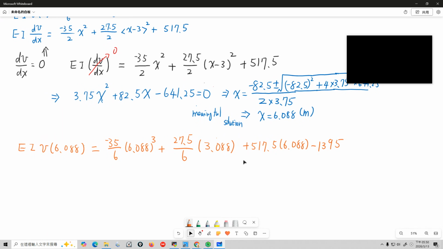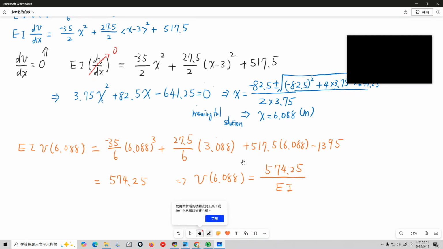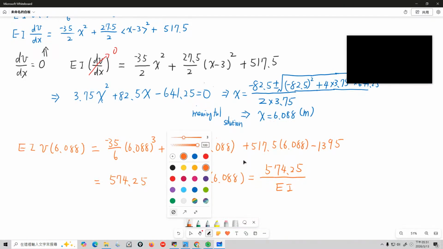So after all, what's the final answer? Using your calculator, my answer here is, I think, 574.25. So the displacement at x equal to 6.088 is equal to 574.25 over EI.